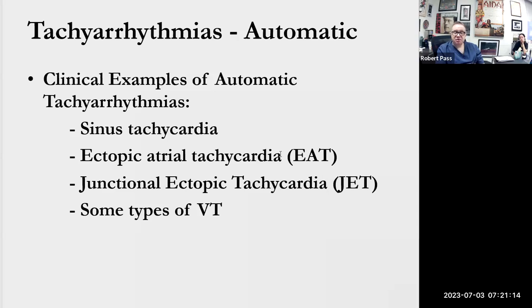These include, of course, the most common, sinus tachycardia, ectopic atrial tachycardia, where a single focus in the atrium is beating at a rate faster than the sinus node, junctional ectopic tachycardia, or JET, which is sometimes in Europe referred to as His bundle tachycardia, and then finally some types of ventricular tachycardia can be automatic.